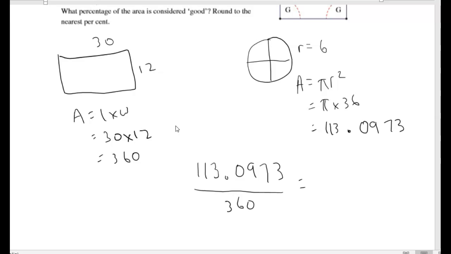And, well, I might multiply by 100 first, just because we're turning it into a percentage. Okay, so we've got 31, what are we doing, to the nearest percent. So I get 31.4 blah, blah, blah, but to the nearest percent, it's going to be 31%.